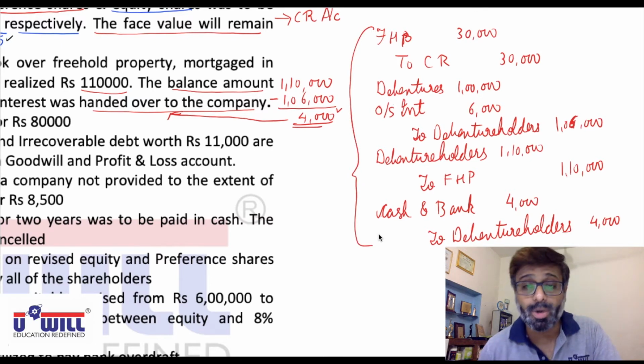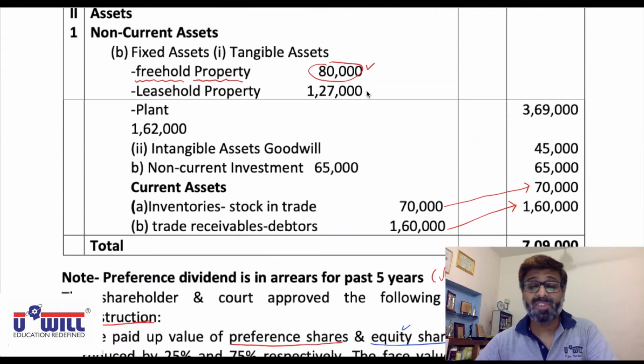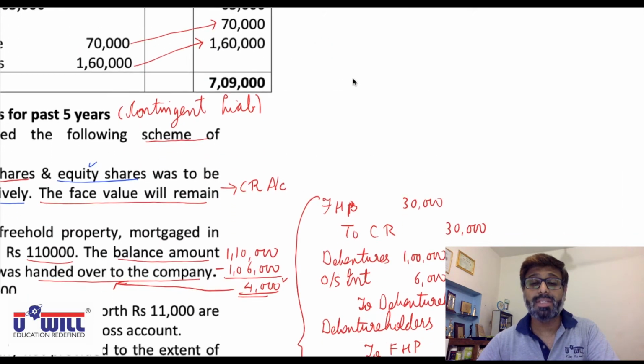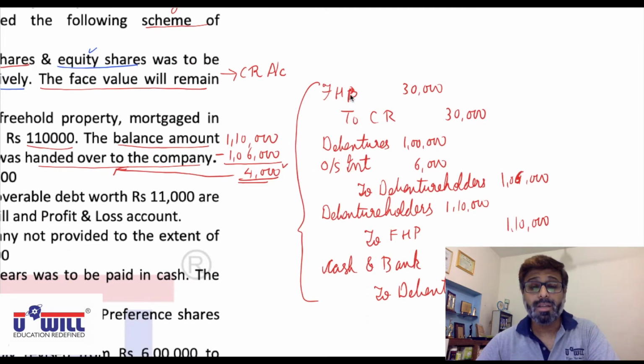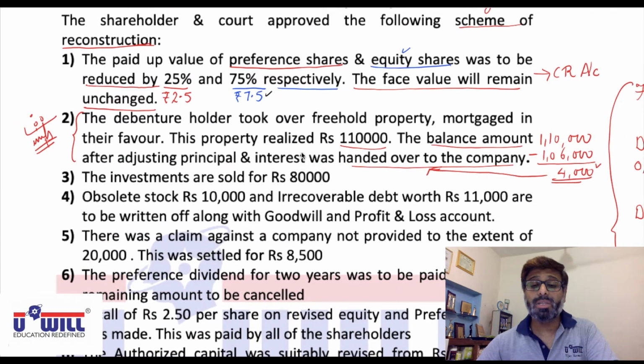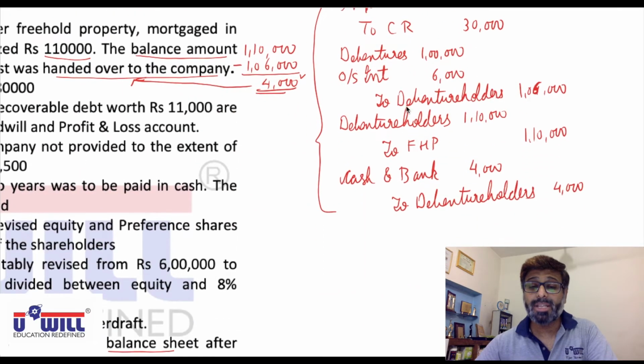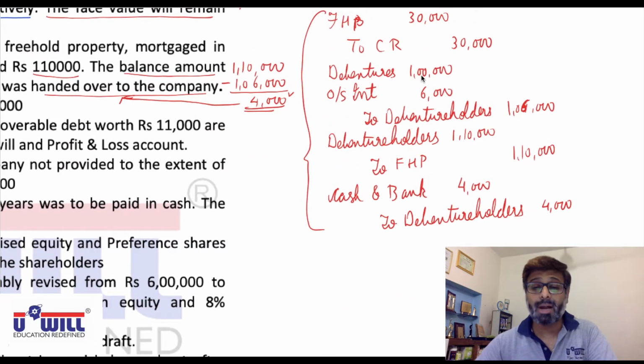I'll explain them one more time, be attentive. Very first, the property has realized 1,10,000 and the property is of 80,000 in the books. So there is an increase of 30,000 which we credit to capital reduction. So freehold property account debit 30,000, to capital reduction account 30,000. Secondly, whatever amount is payable to debentures, we transfer it to debenture holders account. So debentures account we debit with 1 lakh. Outstanding interest account we debit with 6,000. They are both credit balances. We debit them and close them.